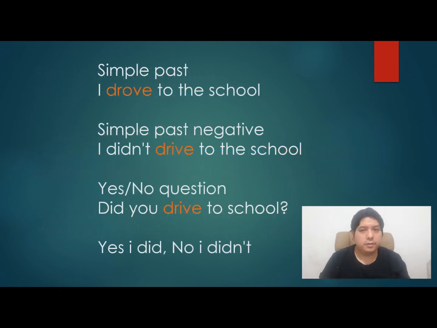Another example is I drove to the school. The negative form is I didn't drive to the school. The verb is in present. And the yes/no question, did you drive to school? And the answer, yes I did, no I didn't.